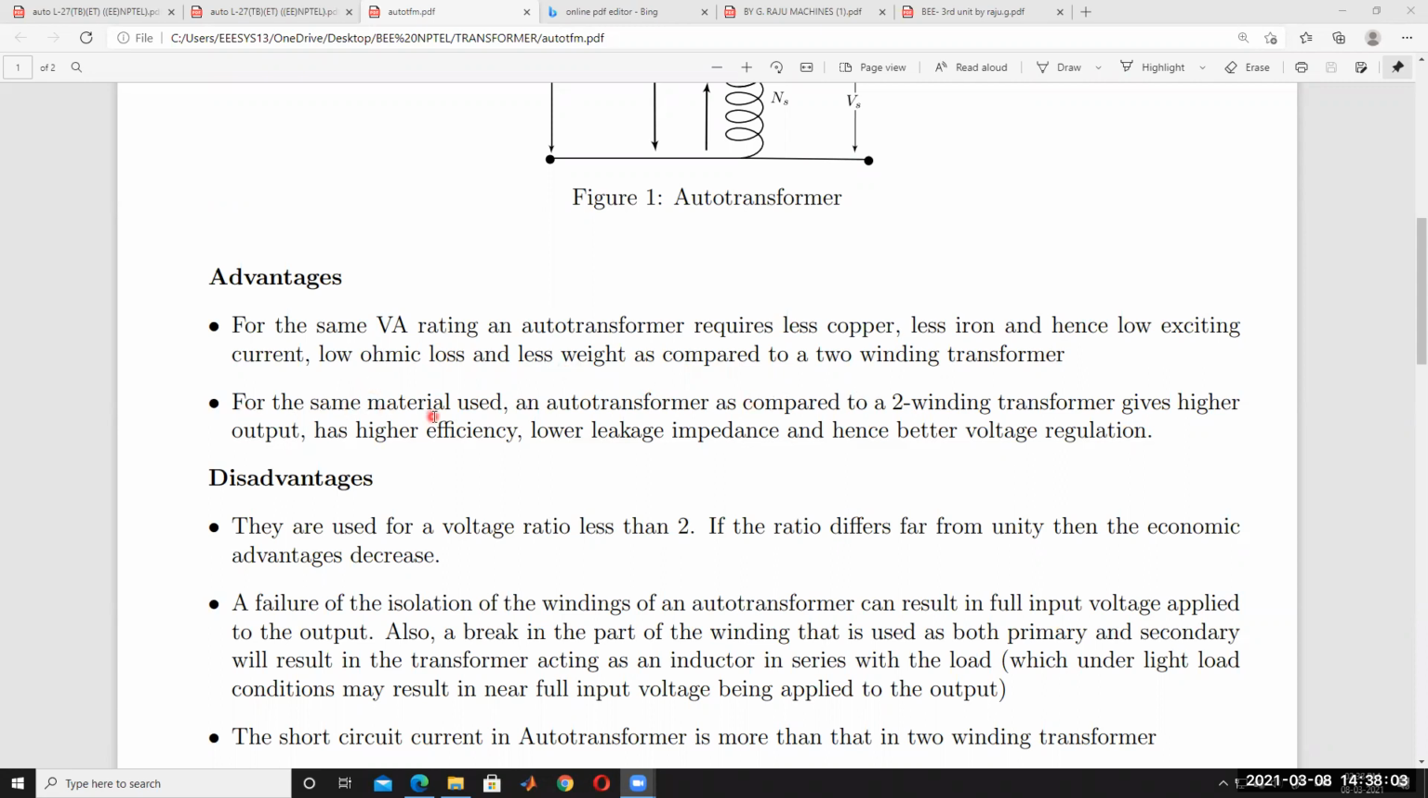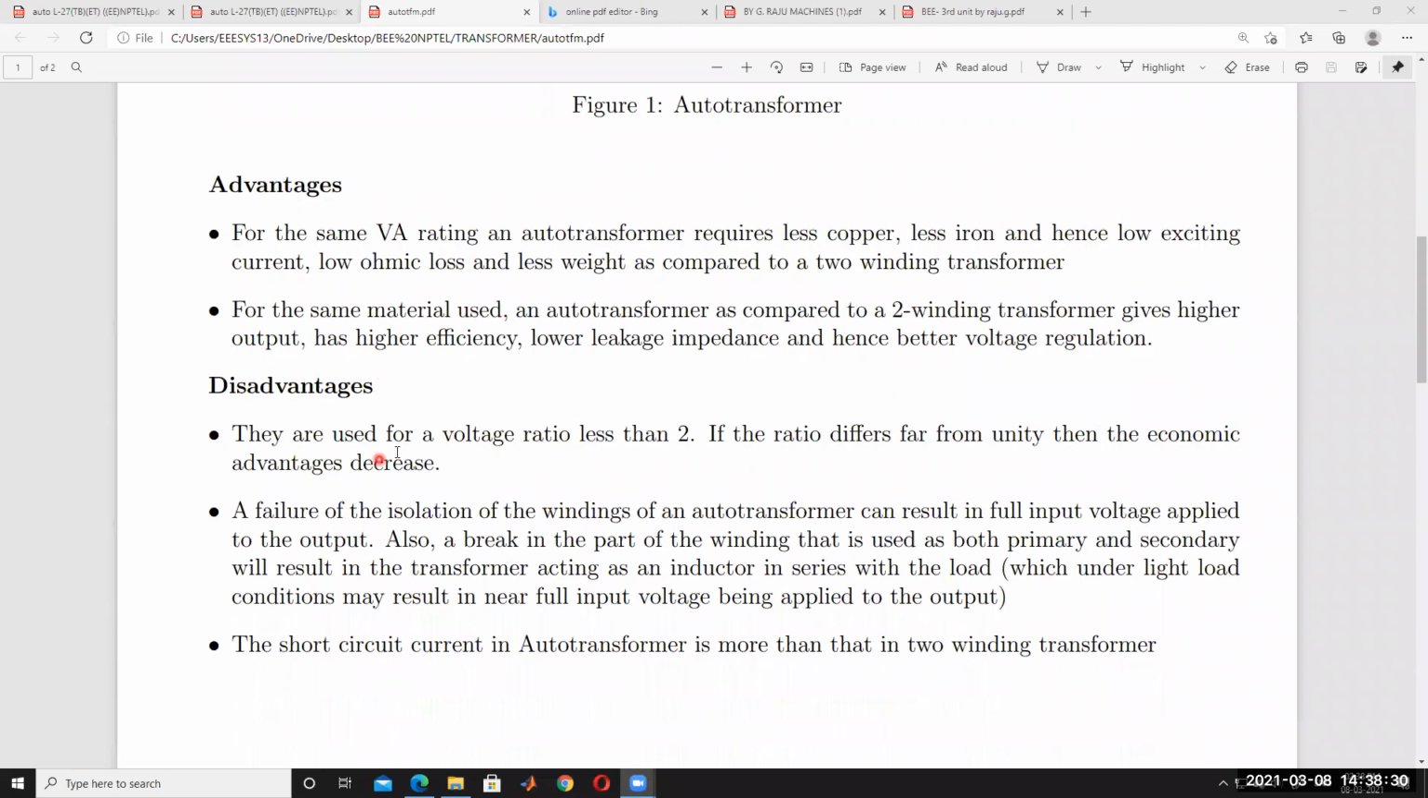For the same material used, an auto transformer as compared to a two winding transformer gives higher output, higher efficiency, lower leakage impedance, and has better voltage regulation. When a two winding transformer is converted into an auto transformer with the same material used, these are the different advantages.